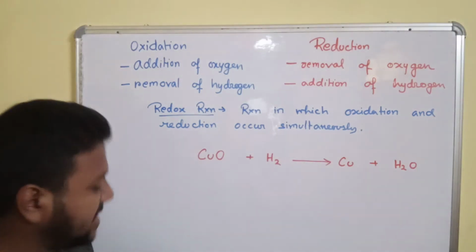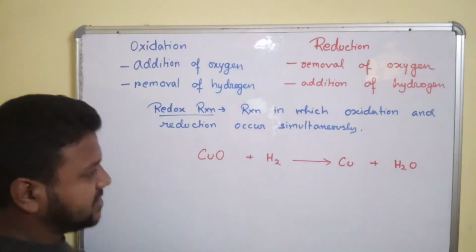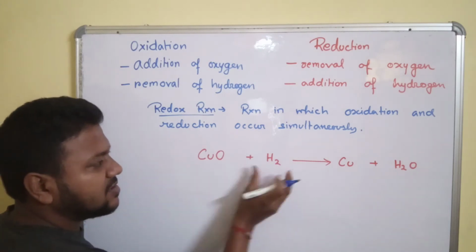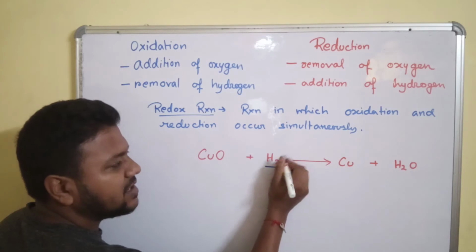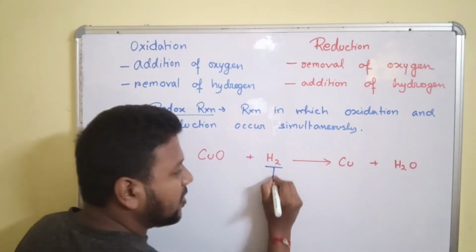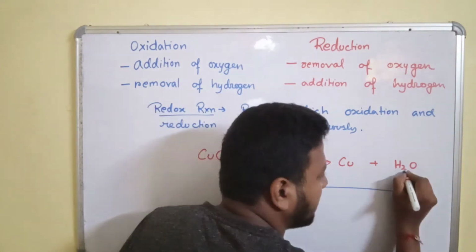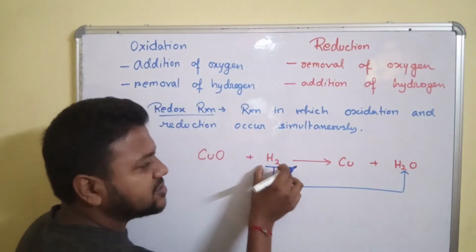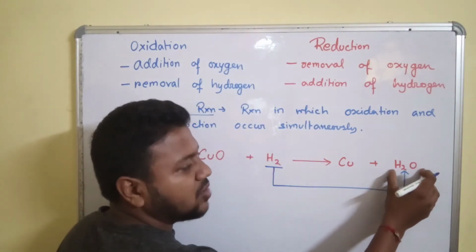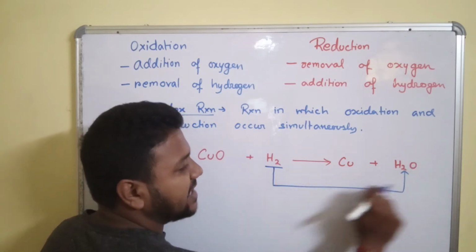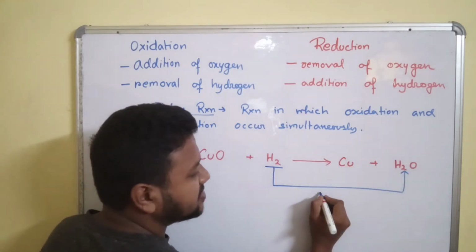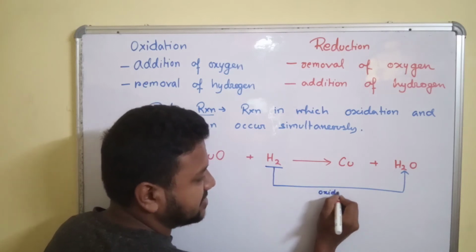So let us take, first of all, we will find the oxidation. Now see here in this part of the reactant we don't have any oxygen. Now when we move from this part to this part, from hydrogen it has added one atom of oxygen and become water. So this is the addition of oxygen occurring, so it will be called oxidation.